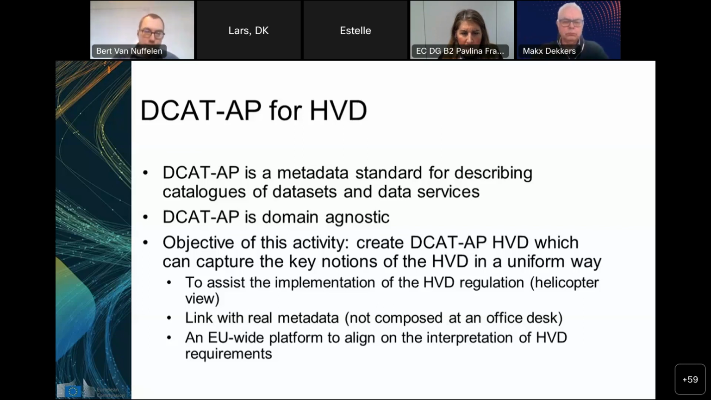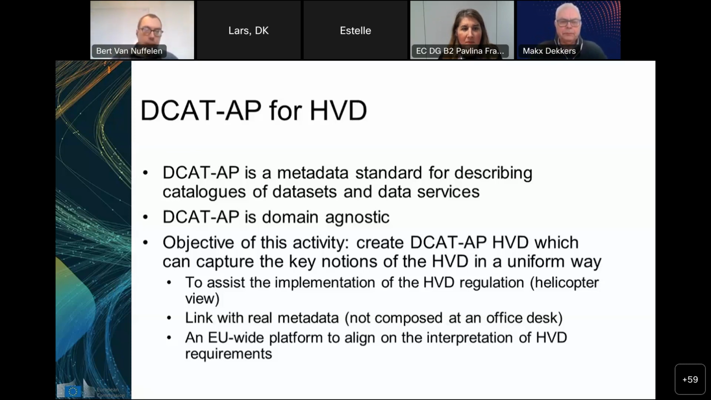Of course, this is not just into the void. The goal is that by doing this at this level of DCAT-AP, we link as well with real metadata. So it's not just a pure reporting aspect. We don't create metadata for the reporting. The goal is that we can use real metadata from your data portals immediately, so that you can use the DCAT-AP high-value datasets metadata descriptions as the basis for the reporting in the end.